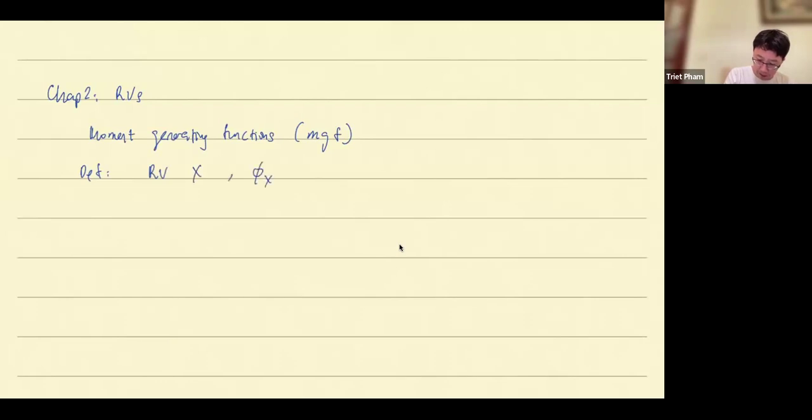then phi sub x of t will be defined as the expectation of e to the tX, okay? And there are basically two uses of a moment-generating function. The first is basically to calculate moments.